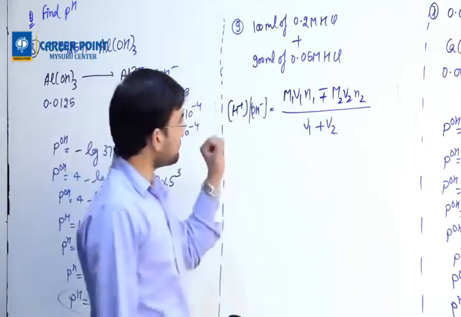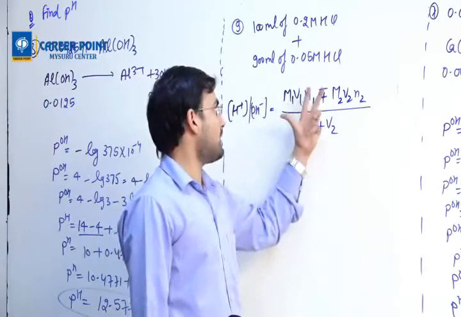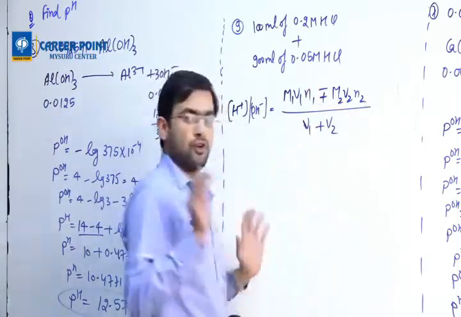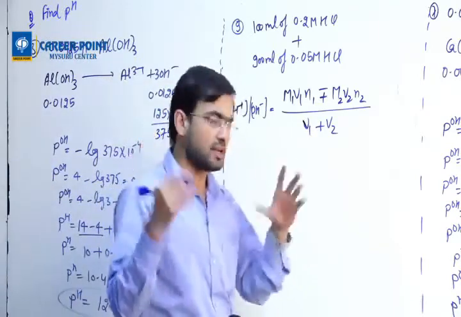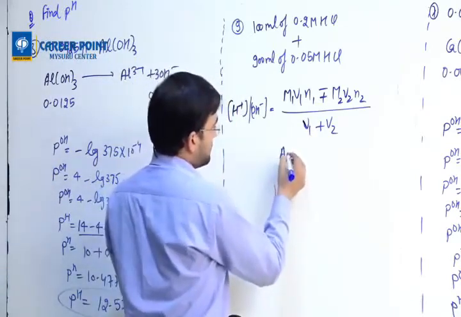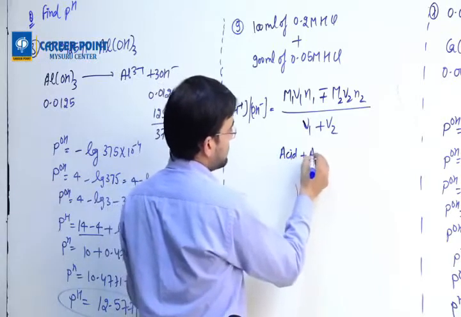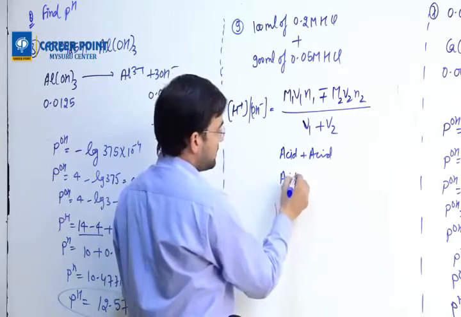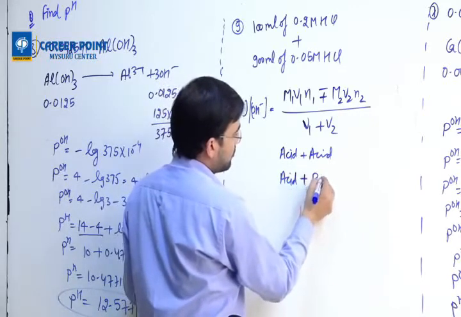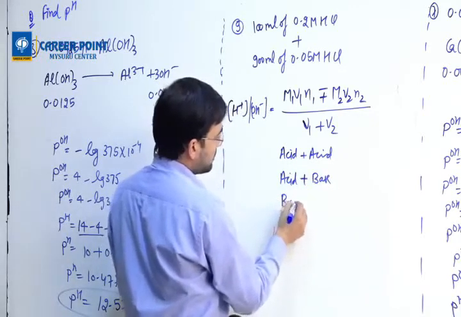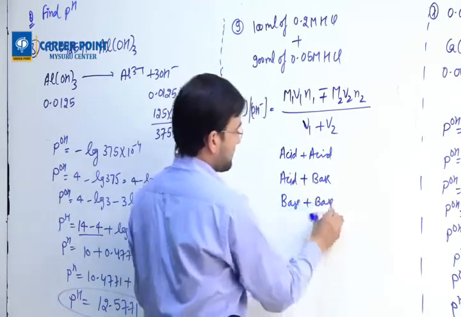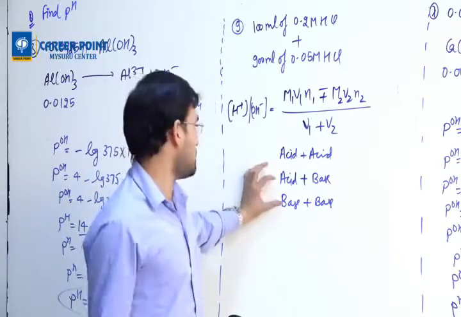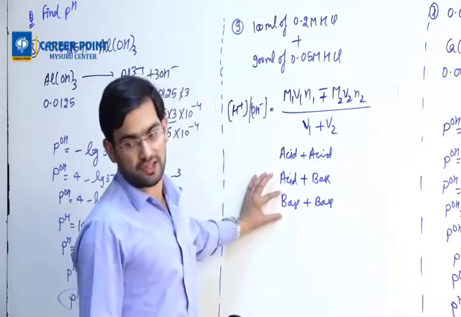Listen up. The formula is (M1 V1 N1 ± M2 V2 N2) divided by (V1 + V2). This will take care of mixing of what? If you mix acid plus acid, same acid or different acid, doesn't matter. Acid plus base, or base plus base. Two same acids, two different acids, one acid and one base, two same bases, two different bases.